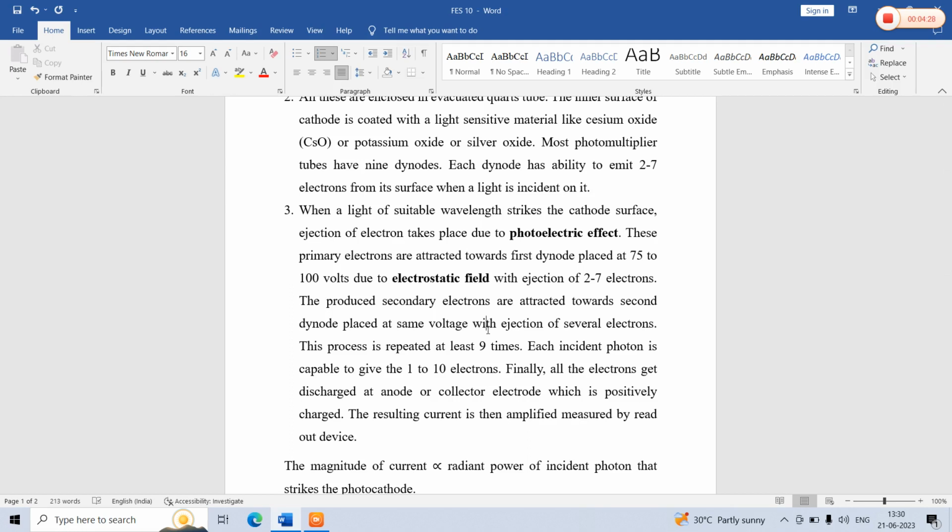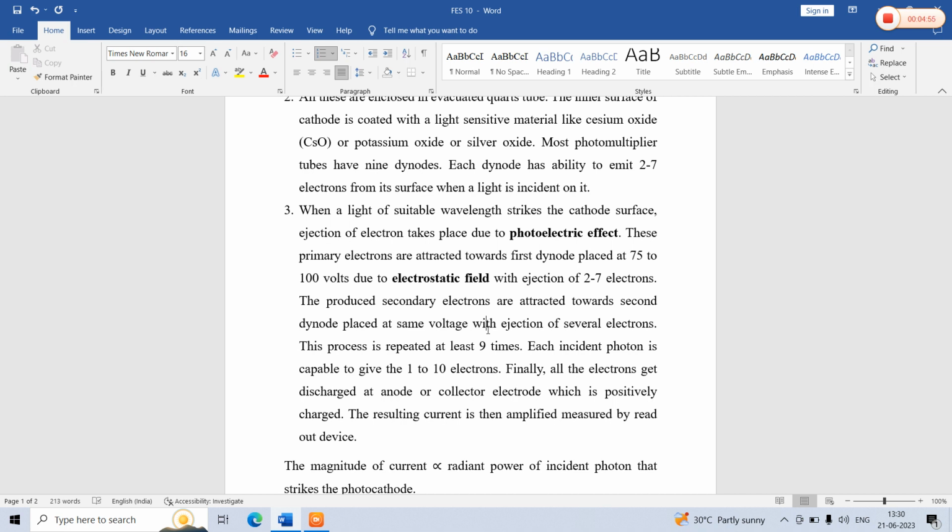The produced secondary electrons are attracted towards the second diode. Whatever electrons are ejected by the first diode are attracted towards the second diode. Now a multiplication of electrons takes place successively. The produced secondary electrons are attracted towards the second diode placed at the same voltage. Same voltage means what? 75 volts up to 100 volts.